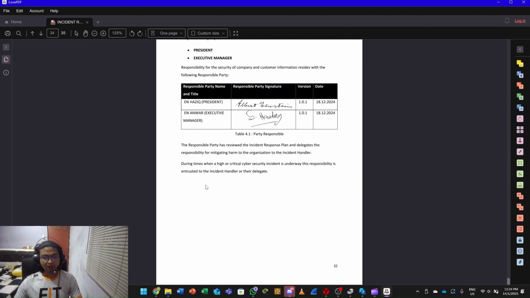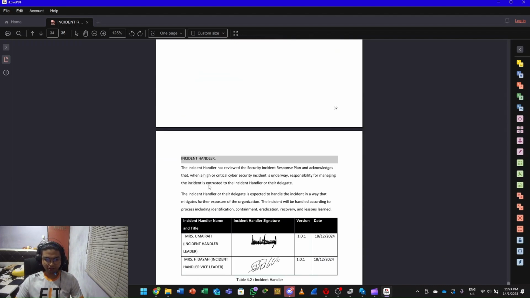The responsible party has reviewed the incident response plan and delegates the responsibility for mitigating harm to the organization to the incident handler. During times when a high or critical cybersecurity incident is underway, this responsibility is entrusted to the incident handler on their diligence.